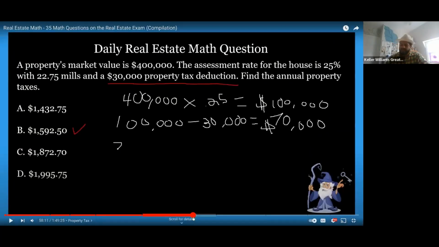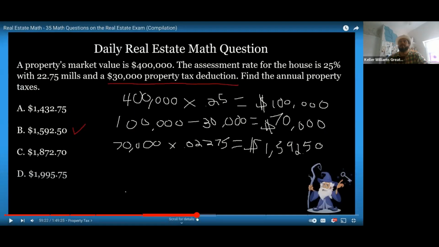So that's the assessed value. You take it off the 100,000, and that gives you 70,000. And then that's when you multiply it by 0.02275. So remember, if there's a deduction, it's coming off after the assessment. It's not off the value of the property, it's off the assessed value. And that's where the deduction comes from.